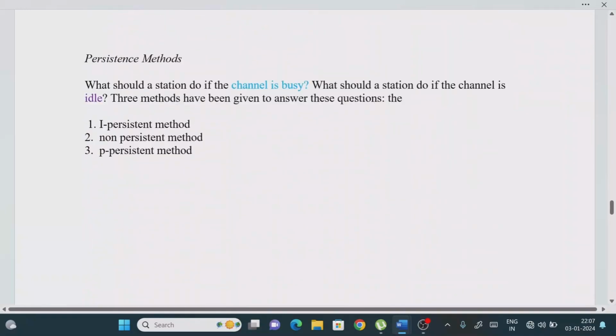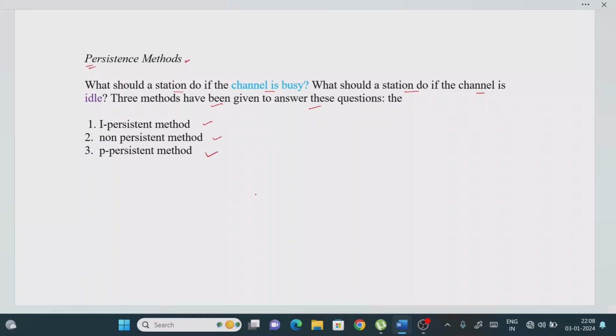Now, as we are discussing, if the channel is busy we have to do something, and if the channel is idle we have to do something, so we have to implement that practically. For that, in CSMA we have three methods, called persistence methods. The persistence method addresses what a station should do if the channel is busy and what it should do if the channel is idle. Three methods have been given to answer this question: the one-persistent method, the non-persistent method, and the p-persistent method.